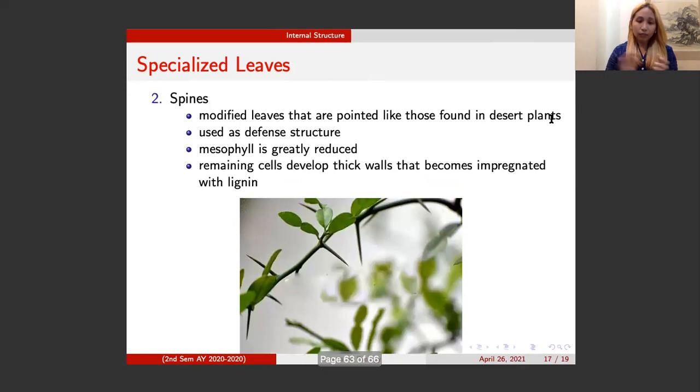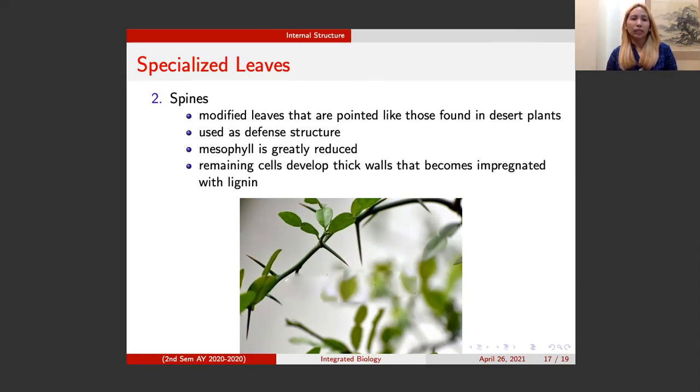Okay, and then after that we have spines. Spines are actually modified leaves. No? So they are actually modified leaves. Okay, these are leaves that are pointed, and they are normally found in, well, a lot of plants, right? Pero parang sabi nga dito, like those found in desert plants, sa mga cacti, but they have spines. It's basically the same. So you can see in the figure below how spines look like.